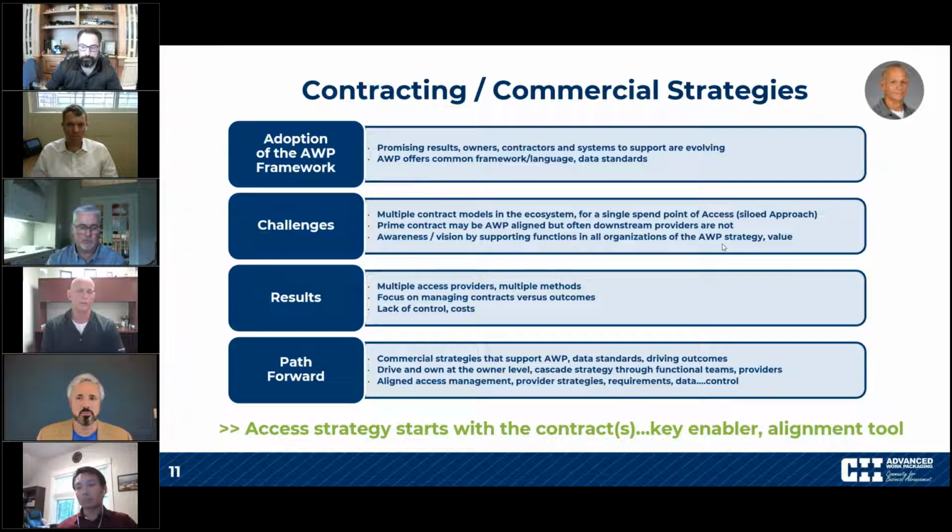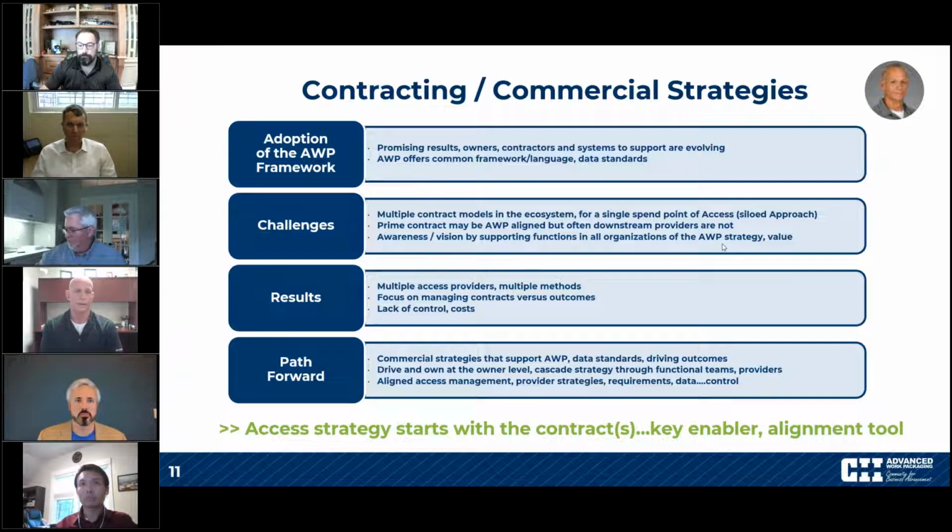Part of what we've identified, and what will be in the actual draft document, is some commercial strategies that support AWP, driving data standards and driving outcomes. And then drive and own it at the owner level. Don't hand that off, but drive and own it at the owner level and cascade that through all the functional teams, not only in their organization but all the providers on the job site. When I say providers, that could be mechanical contractors, or anyone who needs or provides access.